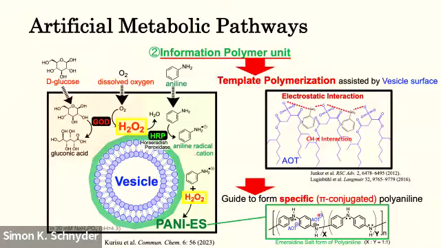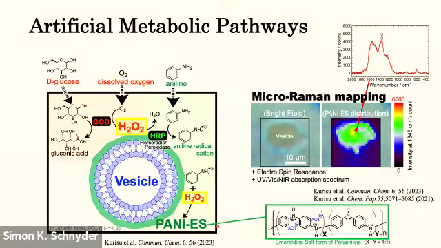This pi-conjugated specific polyaniline, which is a complex between the membrane molecules and polymer, is called PANI-ES molecules. And the synthesis of such a specific polymer can be characterized by micro-Raman mapping by picking up a specific peak like here, or by directly observing the unpaired electron by electron spin resonance, or by absorption spectral measurements.